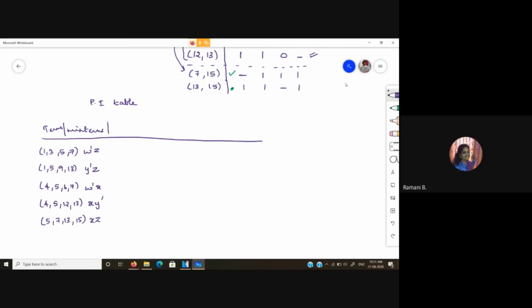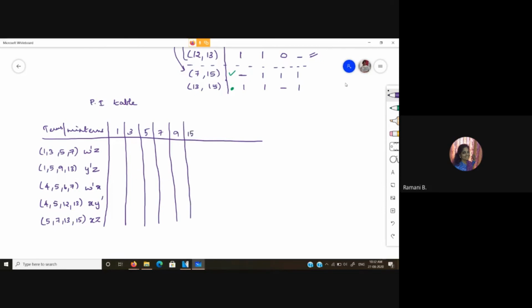While writing the prime implicant table, you will be having a difference. Here in this prime implicant table, you will be writing only the minterms, not the don't cares. So we have 1, 3, 5, 7, 9 and 15. You don't write the other terms, that is 4, 6, 12 and 13, because they are don't cares. Our aim is not to cover those in the minimized expression. So we will write only the minterms.